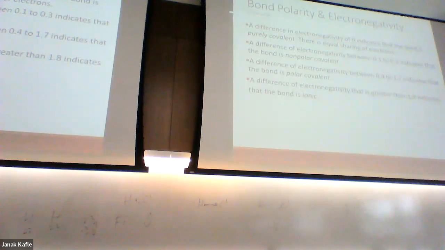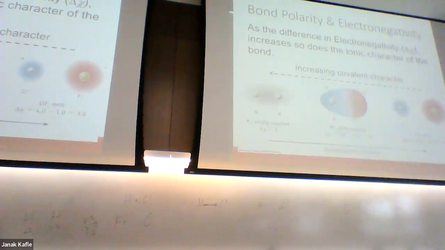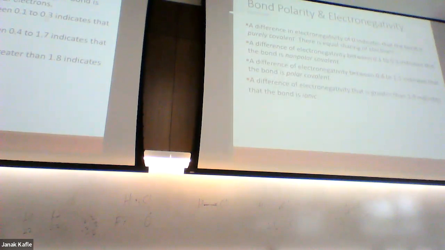A difference of 0.1 to 0.3 indicates non-polar covalent. So you take two elements, subtract one from the other, and if you get an electronegativity difference in that range, that's non-polar covalent. It is very much purely covalent, and still it doesn't conduct electricity in water. Non-polar covalent. Now let's go here.